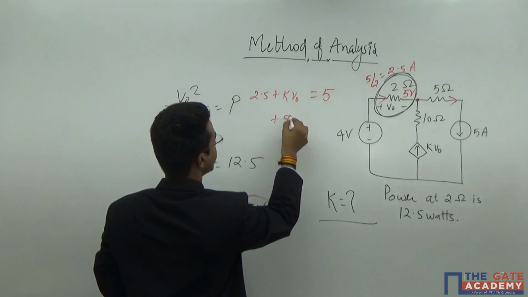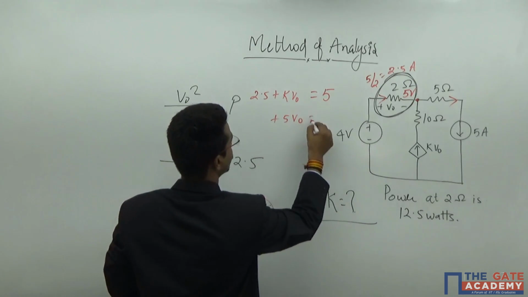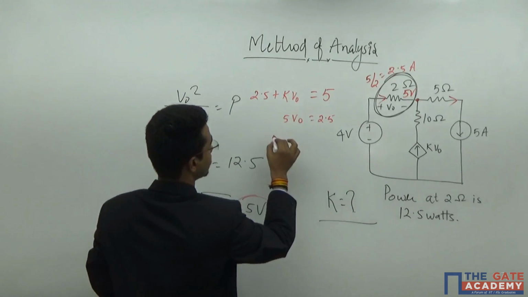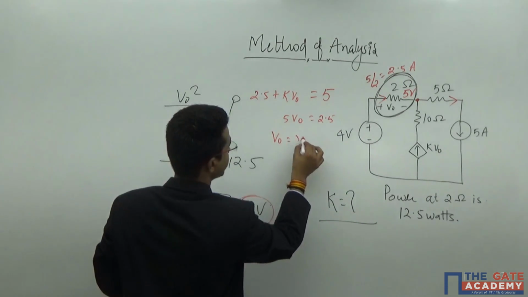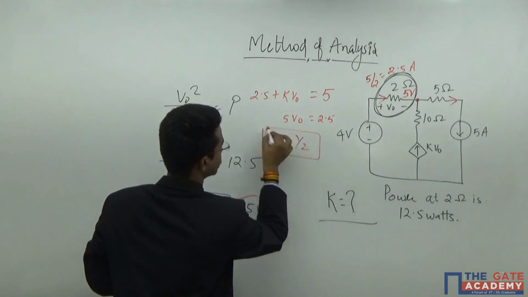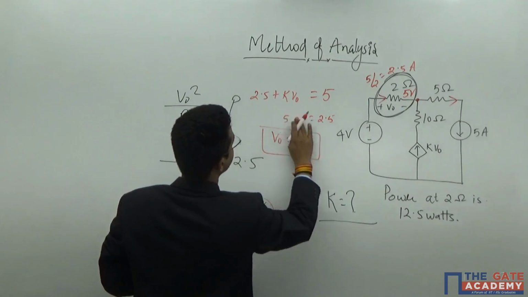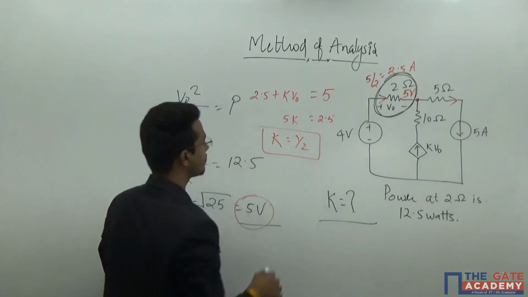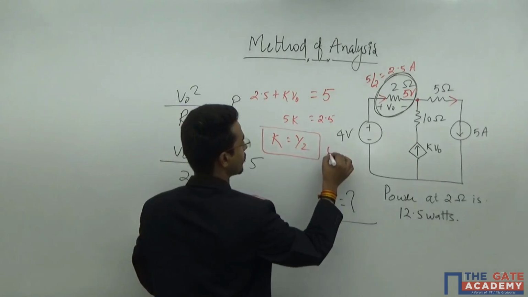That means 5k is equal to 2.5. Whenever you take it on that side, that means k will be 1 by 2. Sorry, 5 times k, that means kV0. That means the value of K is 1 by 2, that means the value is 0.5.